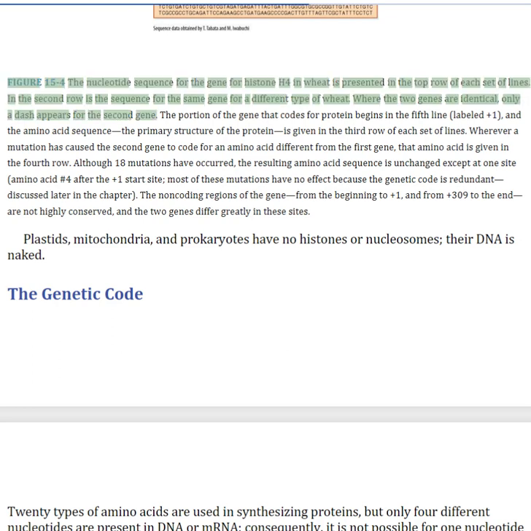Figure 15.9 shows the nucleotide sequence for the gene for histone H4 in wheat in the top row of each set of lines. In the second row is the sequence for the same gene for a different type of wheat. Where the two genes are identical, only a dash appears for the second gene.